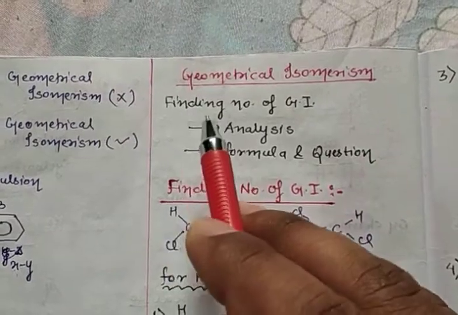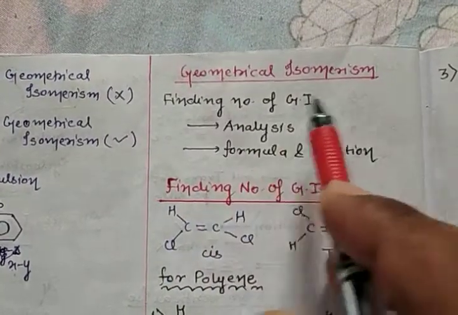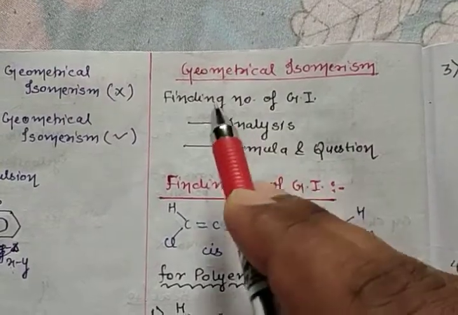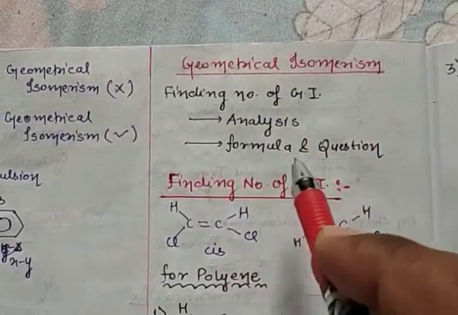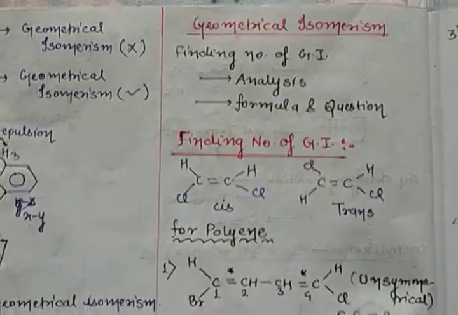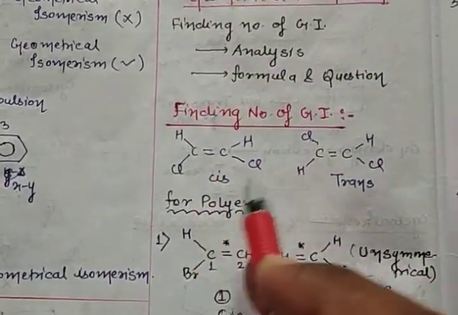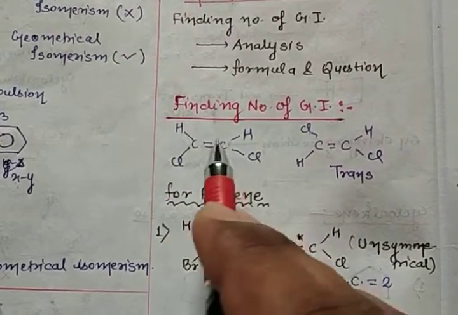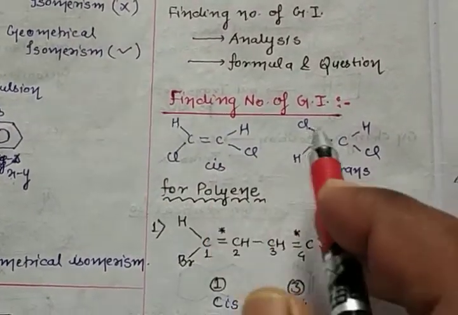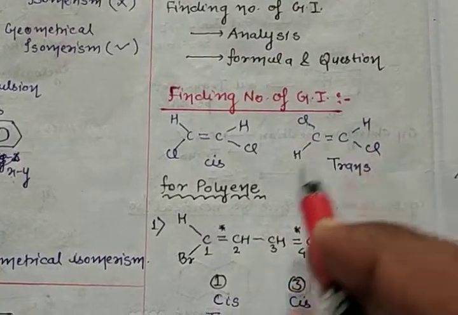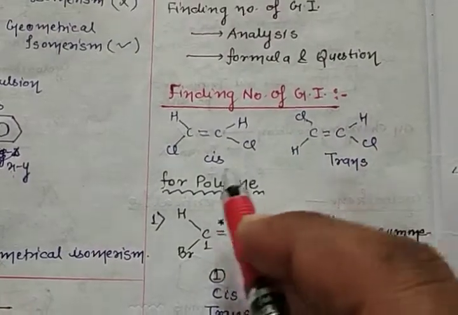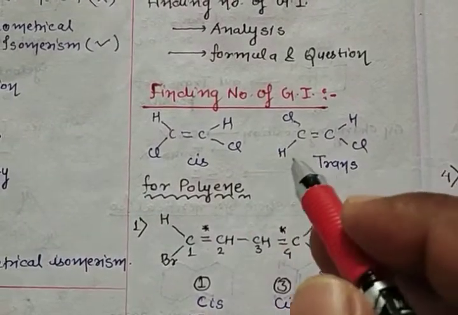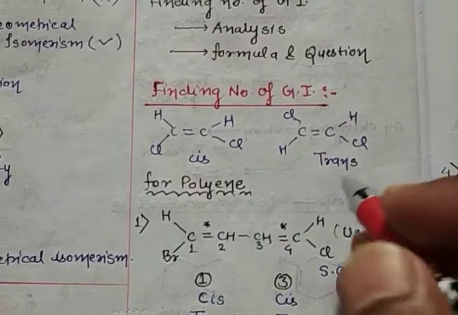Now, the topic is finding the number of geometrical isomers, the analysis of geometrical isomerism, and the formula and questions. You know very well this is a very easy example. Both sides have a similar group, Cl. This is cis, and the diagonal form is trans. So you know very well cis is more reactive and trans is more stable. Stability is inversely proportional to reactivity.